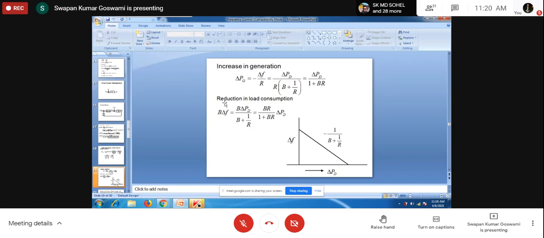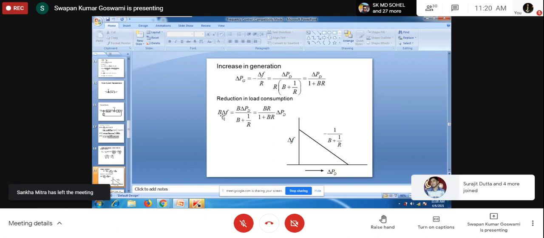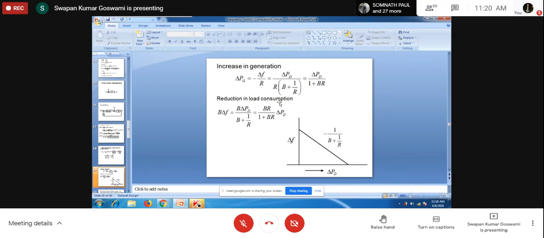So if you add up these two, how much is the value? Delta Pg plus B delta F. This is the increase in generation by the governor action, and this is the reduction in power demand of the existing load that is already in the system, which is consuming somewhat less power. That is Br by 1 plus Br into delta Pd. If you add these two up, you have delta Pd by 1 plus Br plus Br by 1 plus Br into delta Pd. If you sum up, it is equal to delta Pd.